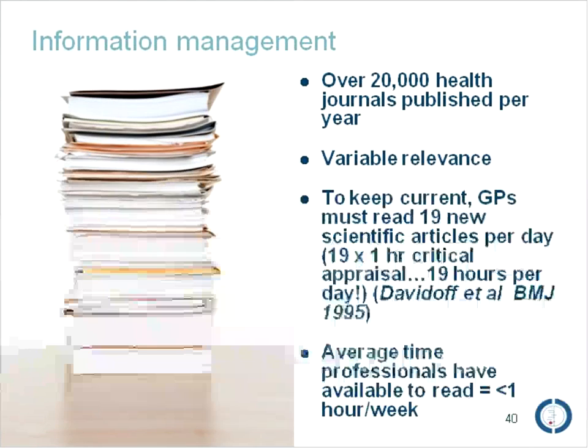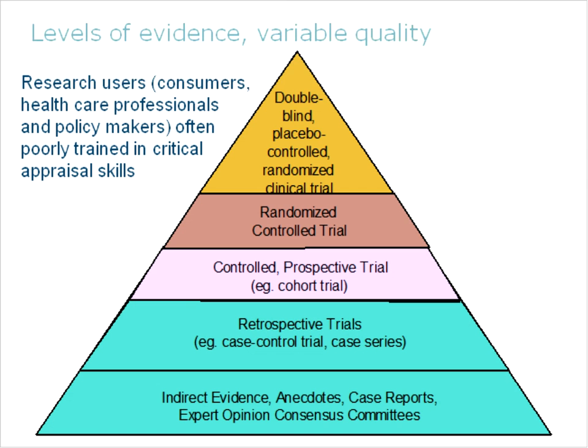Let's walk through these. Information management, as my image shows here, absolutely. You can have this stack of papers, but clinicians don't have time. Policy decision makers don't have time to keep on top of the evidence. That underscores the importance of systematic review and pulling all of that together. Within that, there could be different levels of evidence, and hence variable quality. Even among randomized control trials, there can be varied quality.